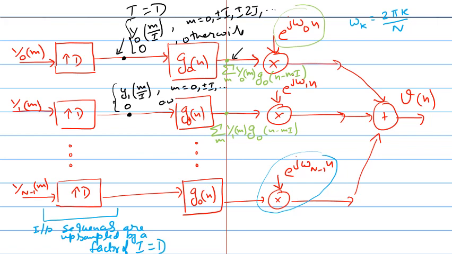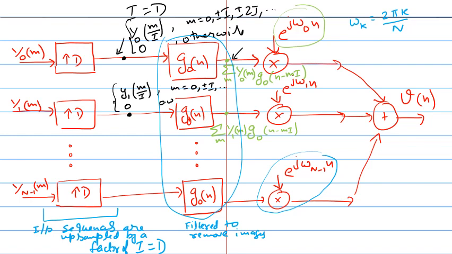And in this part, these are the filters, and these filters are used to remove the images basically. This will be filtered to remove images. You know that when we are doing upsampling, the spectrum will get compressed, and you will be getting multiple images of the spectrum within minus pi to pi. So it will just remove those images.